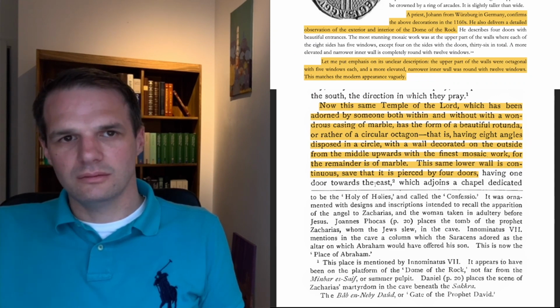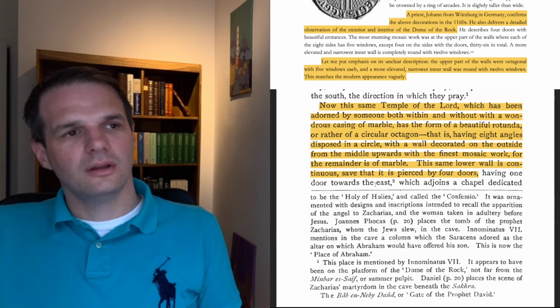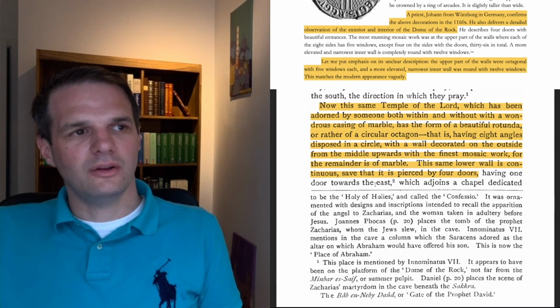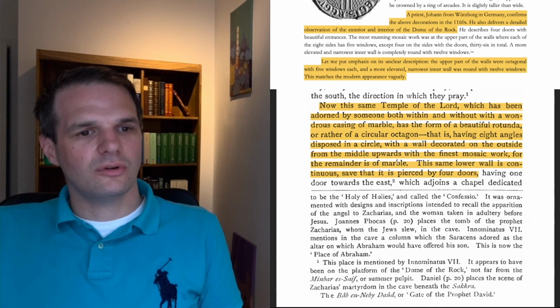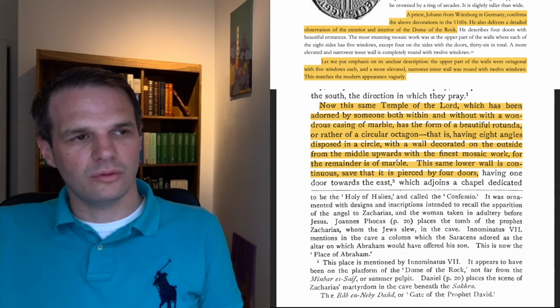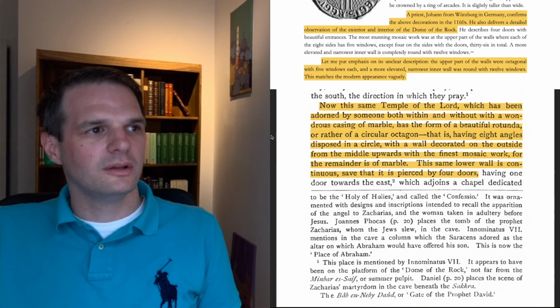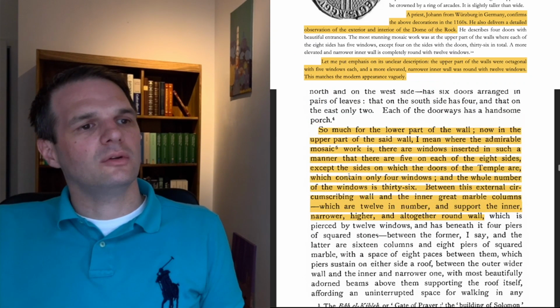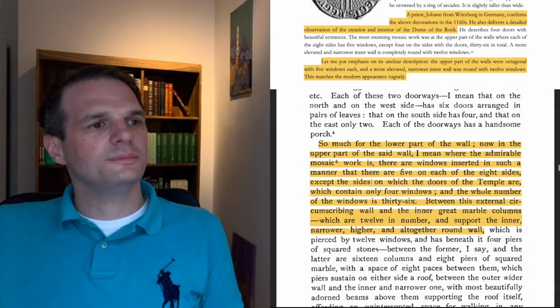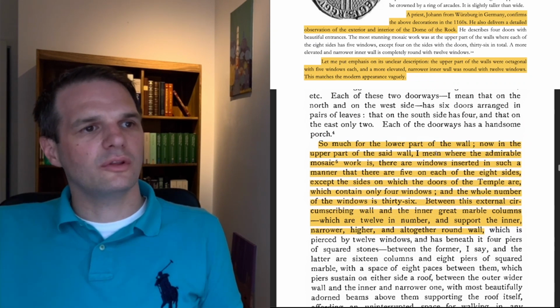Okay, so clearly Johann from Würzburg can identify an octagon, and he can describe it. Here he has described the lower portion of the wall of the octagon, which was covered in marble. Again, this is in line with other descriptions we have. Now he goes on with the upper part of the octagon.